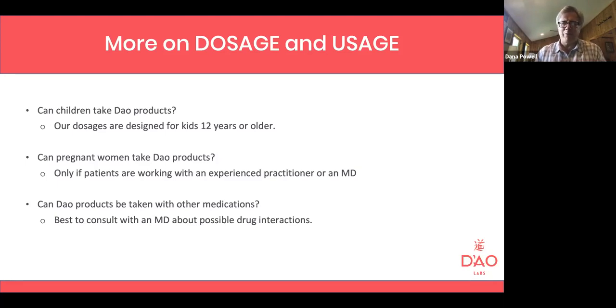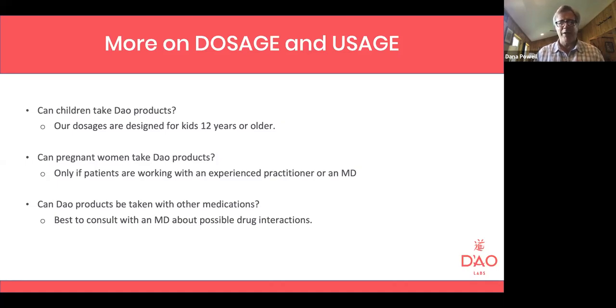Can pregnant women take DAO products? Well, it's the same as asking can pregnant women take Chinese herbal medicine? Yes, it can be extremely important for certain conditions during pregnancy. So here, I think the answer depends on your skill as a practitioner. These are all relatively safe formulas, but any formula, if used inappropriately, is not going to be a good idea for a pregnant woman.